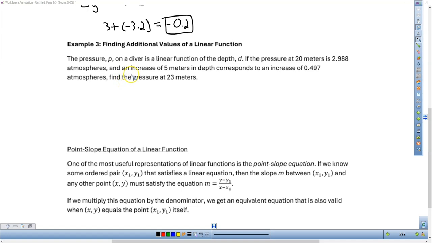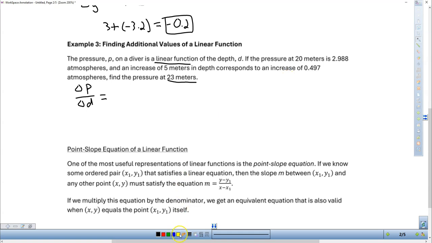This time, let's apply this with a little bit more of a real-life example. The pressure P on a diver is a linear function of the depth D. If the pressure at 20 meters is 2.988 atmospheres, and an increase of 5 meters in depth corresponds to an increase of 0.497 atmospheres, we want to find the pressure at 23 meters. Again, it's a linear function, which tells me that I can apply a change ratio right away. In this case, we're using the change in pressure over the change in depth. Even though these are not x and y, we can still use the same approach.